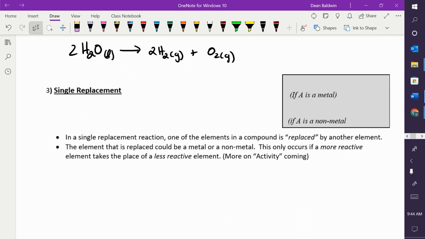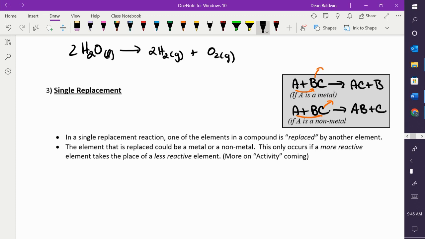All right, single replacements. A single replacement means you're replacing one thing. It's in the name. So if A is a metal, metals kick out metals. Remember, the metal is always written first. So A, if A is a metal, will kick out B, and you'll get AC plus B by itself. If A is a non-metal, it kicks out the non-metal, which the way we wrote it here would be C, and so you'll get AB plus C by itself.